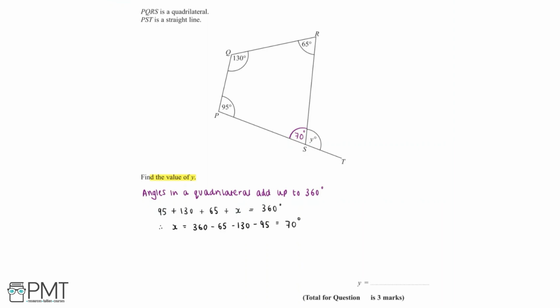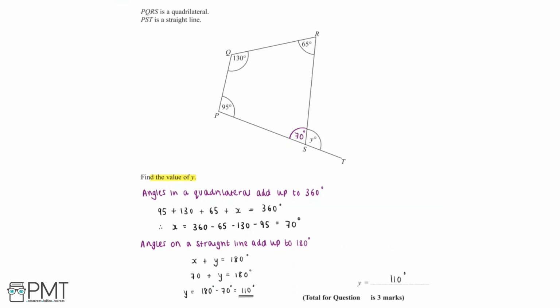Well, now that we've found the value of angle x, which is equal to 70 degrees, we can use this in order to find the value of y. We're told that the line PST is a straight line, and we know that angles on a straight line add up to 180 degrees. And so using our diagram, we can say that x plus y is equal to 180 degrees. And so 70 plus y equals 180 degrees. Now taking 70 away from both sides, we can say that y is equal to 180 take away 70, which is equal to 110 degrees. And so we've found the correct and final answer that the value of y is equal to 110 degrees.